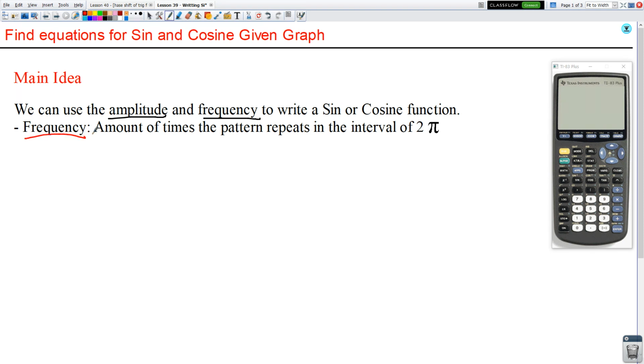Frequency, we have defined this as the amount of times that the pattern, which is just another word for cycle when it comes to trig functions, repeats in an interval of 2 pi. So please remember that we will use the amplitude and the frequency to properly come up with equations for sine and cosine. And remember that frequency is just how many times the pattern repeats in the interval of 2 pi. All right, let's get started here.